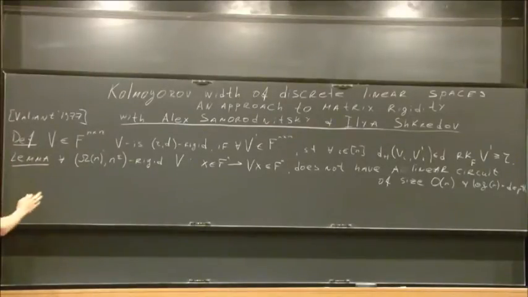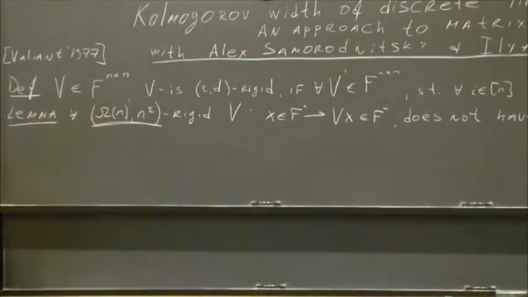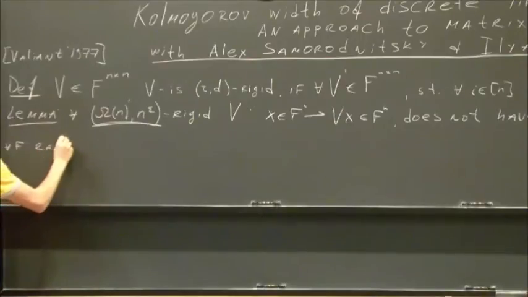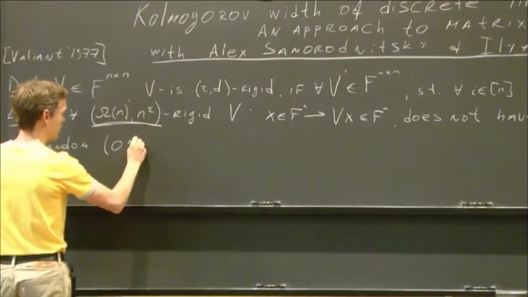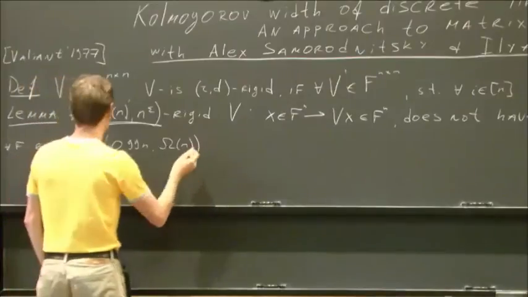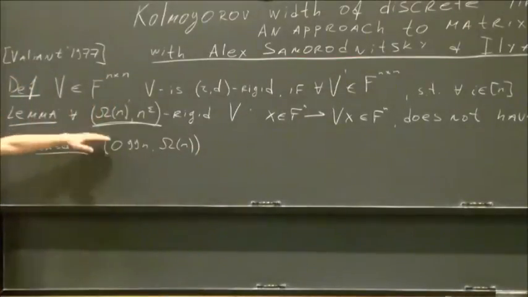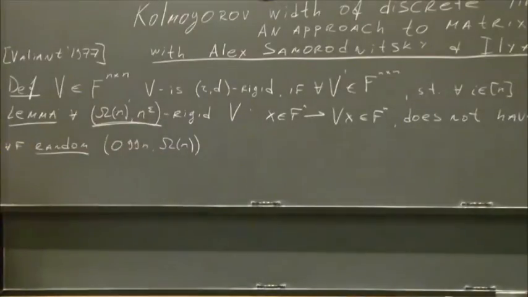Valiant asked for rigidity with these kinds of parameters. So we want linear remaining rank, and we want n to the epsilon changes in every row. On the other hand, random matrices are much better than that. In fact, over any field, if you look at a random matrix, then you get much stronger parameters. In particular, you can get something like, say, 0.99n and omega n. So this is what you get from random. You can get the remaining rank to be as close to n as you like, and you can get the number of changes per row to be in fact linear.